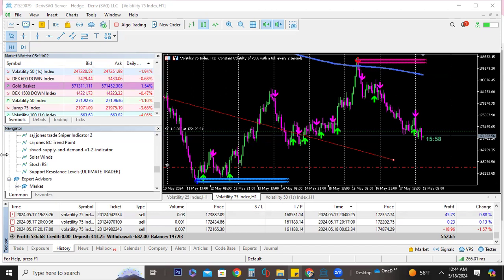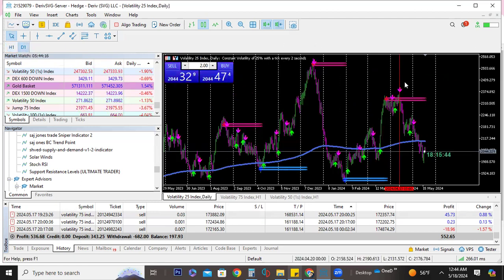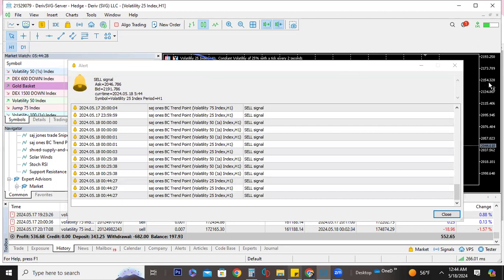I'm looking for entries on volatility 25. So right now, I jump to the daily time frame on volatility 25. As you can see, the daily time frame is bearish. As you can tell here, we have a resistance, and the market is pushing downward. So, that's on the daily.